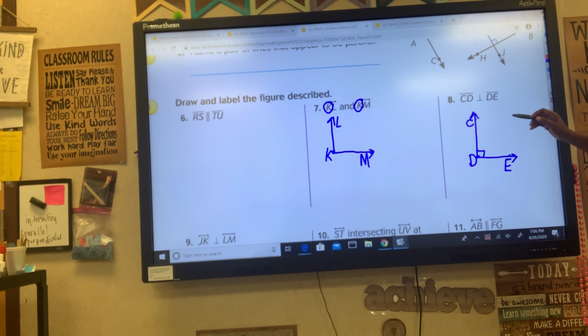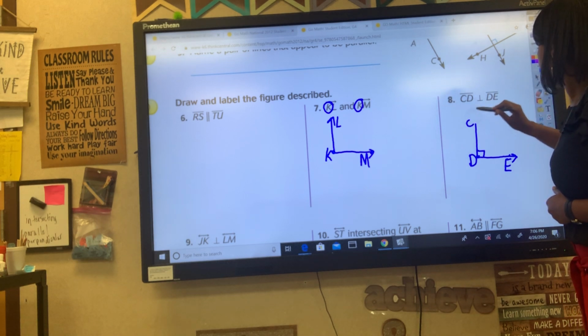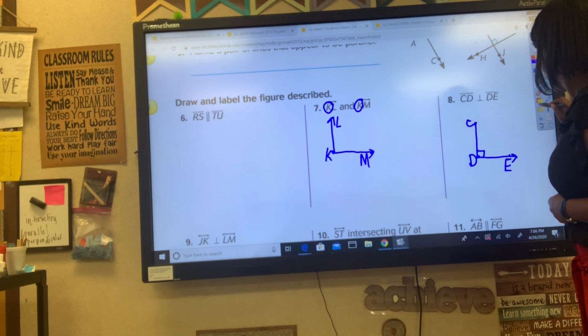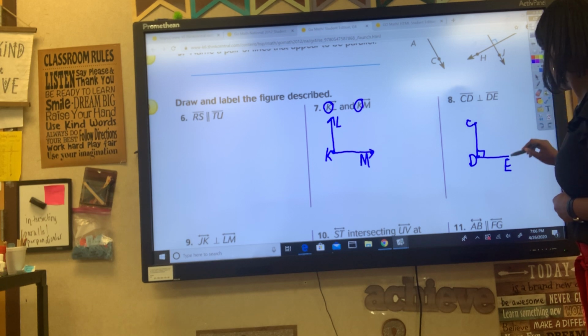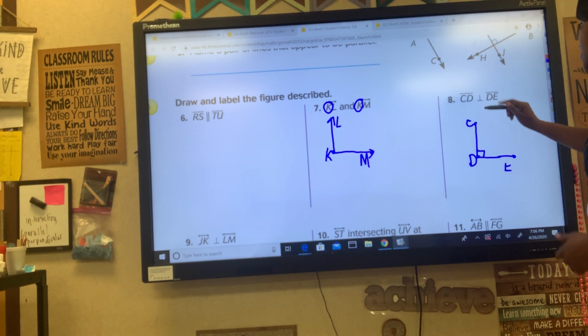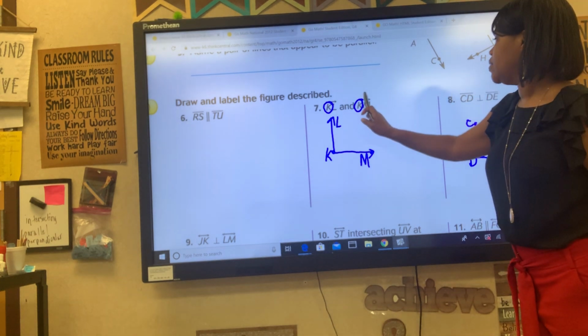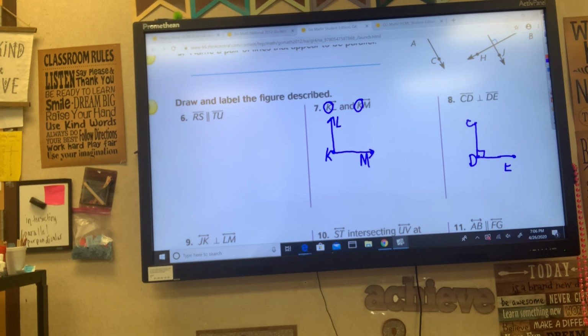Okay, so actually, this is a line segment. Let me take this off. That's a segment. So don't you put arrows on yours. We're going to put endpoints or dots. Line segment. Okay, these are lines. These are line segments.